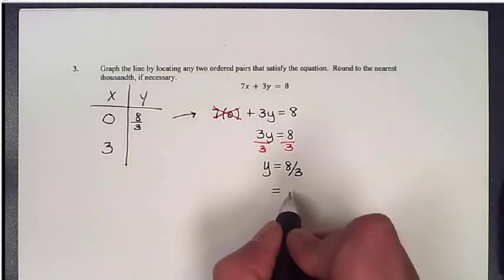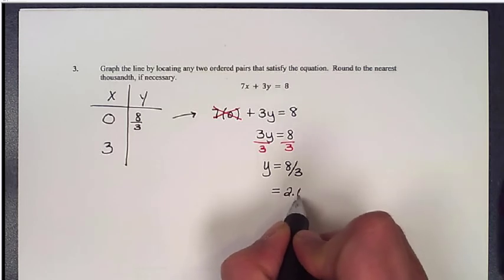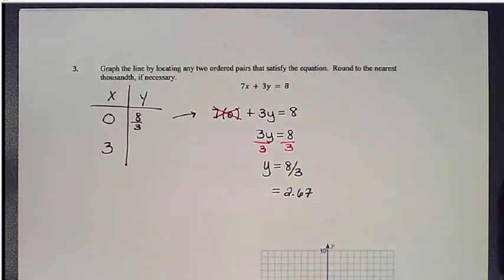And 8 divided by 3 would be 2.67, and that's going to give us a better idea of how to graph that. And we're going to have to do a little bit of guesstimation because it is a fraction and a decimal, but as long as we have it in around about the right place, it's going to be fine.